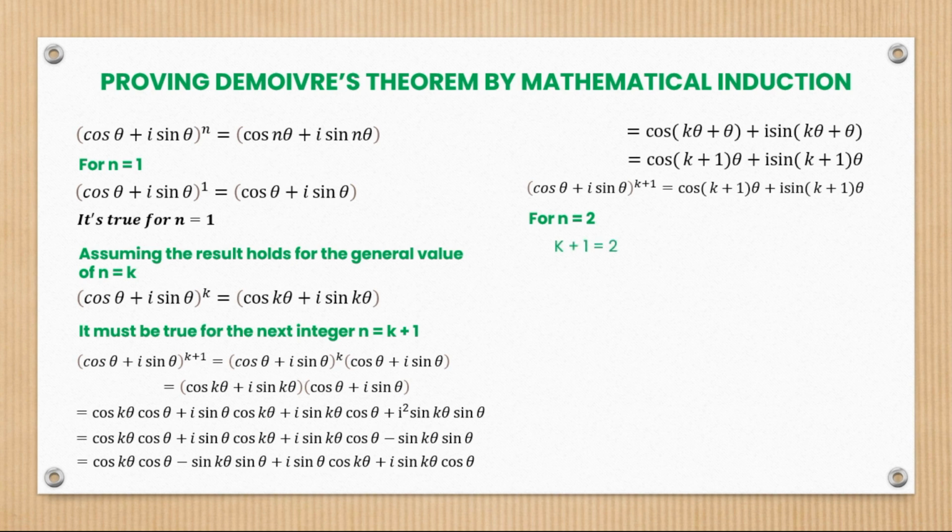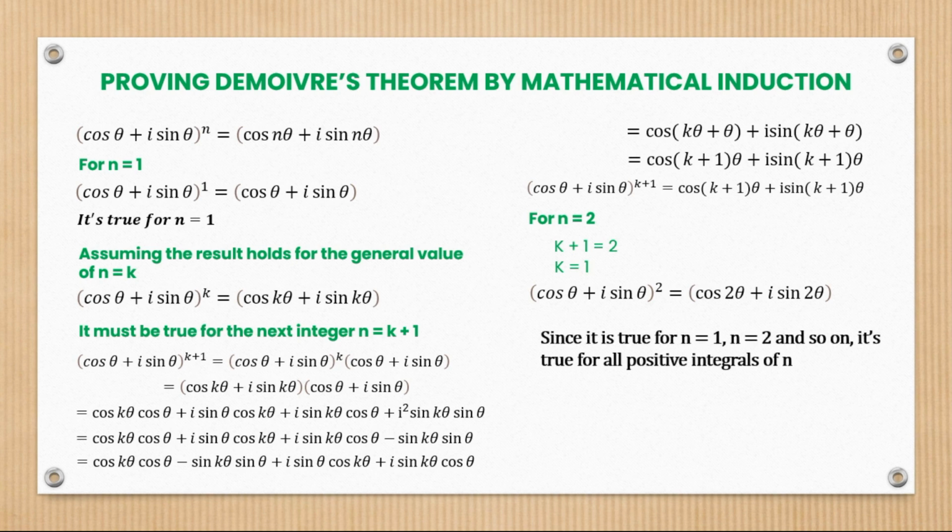Now for n equal to 2, if n is equal to 2, it also means that k + 1 is equal to 2, because n represents k + 1. So that means k is equal to 1. Now we're going to substitute it there, and we end up with something like that. So it is actually true, because here we can put the 2 in, and then we are left with that. Since it is true for n equal to 1, n equal to 2, and so on, it's true for all positive integers n. So that's how we prove it by mathematical induction.